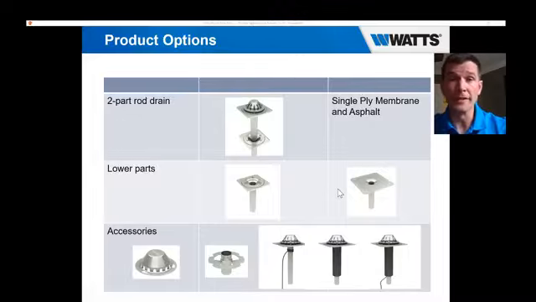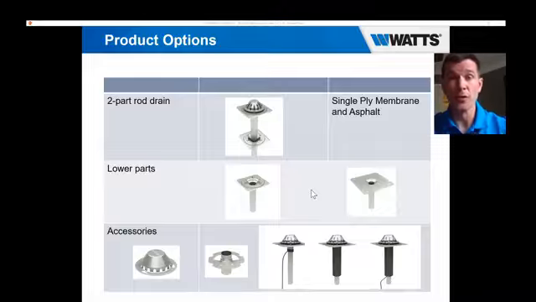So from a product offering, there are a lot of options that you can do, not only with the Siphonic, like I said, but with all of our roof drains. You have a 2-part rod that can be used for single ply membrane or asphalt roofs, and lower parts for the different roof styles and types we went through. We also have the ability to put heat tracing onto stainless along with insulation, or the combination of both, shipped direct. So it eliminates any potential setup or pre-setup on the system.